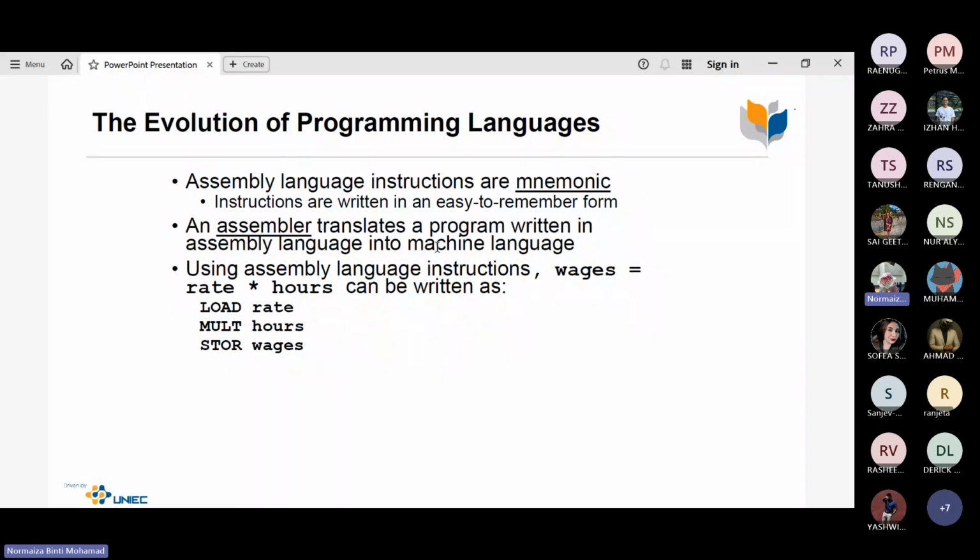So first you load the rate because rate is already in the database, and then you multiply with the hours because hours is like the input, right? So you load the rate from the database, you multiply with the hours input, and then you store in wages. So after you multiply, where do you store it? You store in wages.